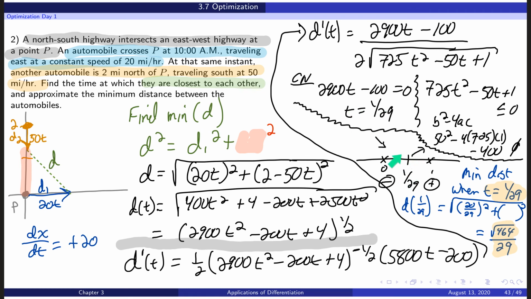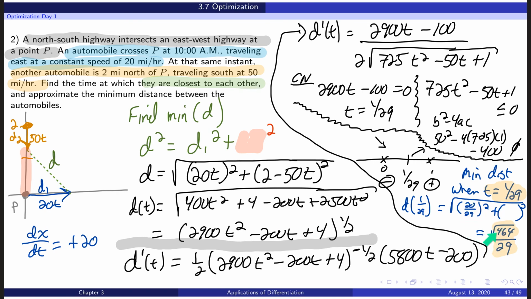Taking test numbers of 0 and 1 and plugging them into the derivative produces a negative first derivative and a positive first derivative, which means the distance is decreasing then increasing. So by the first derivative test, there is a minimum distance when t equals 1/29th of an hour. To find the actual minimum distance, take 1/29th and plug it into the original function. Over here, doing a little bit of work that I didn't show, you wind up with this distance as your answer.